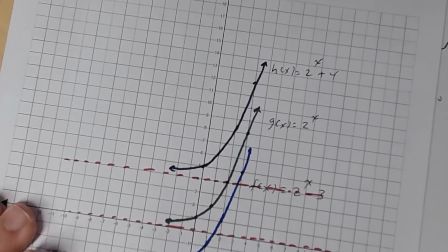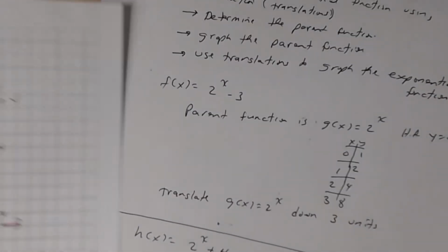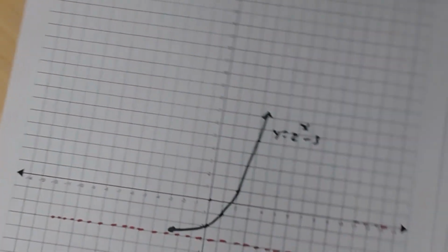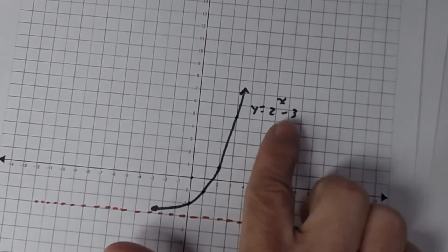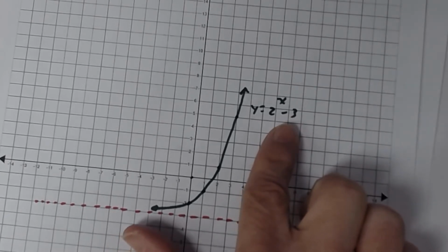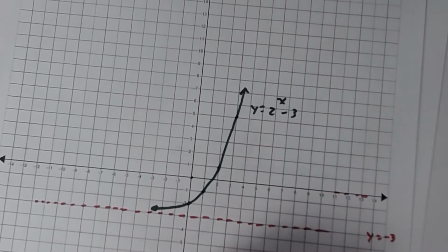All right, so I want to be clear on something now. Vertical translation, if there's a number on the outside, which is where you get your horizontal asymptote, that's vertical translation. Okay? That's vertical translation. All right, now here's where horizontal translation comes in.